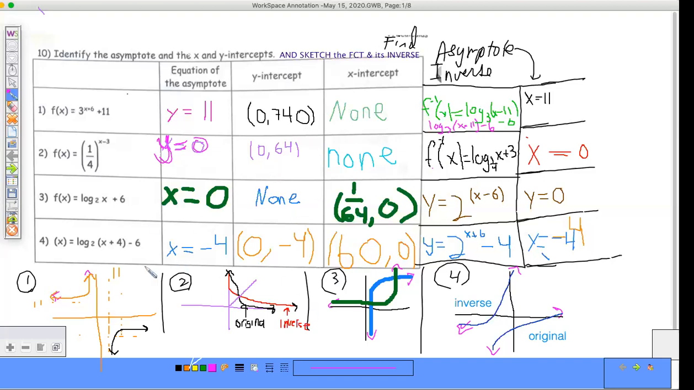All right, so one of the things that I want you guys to observe is that the equation of your asymptote, if it's exponential, is a horizontal line. But then when you find the inverse, it becomes a vertical line, and noticing that if it's y equals 11, then it's going to be x equals 11.